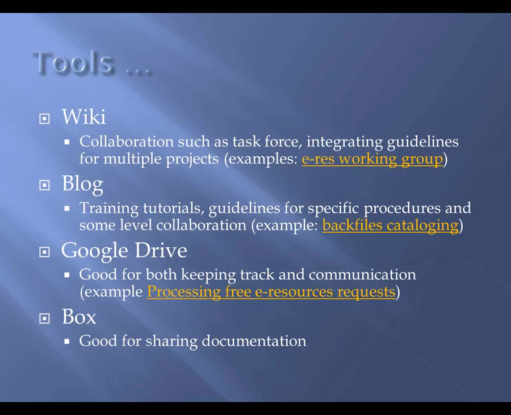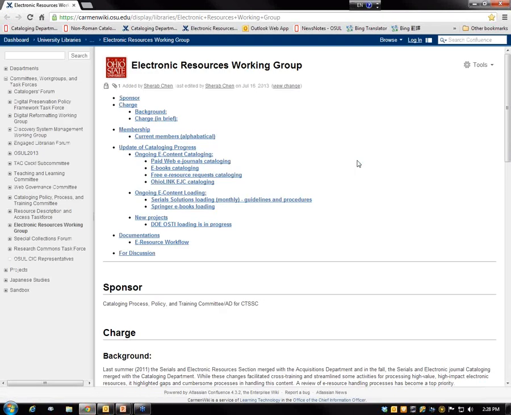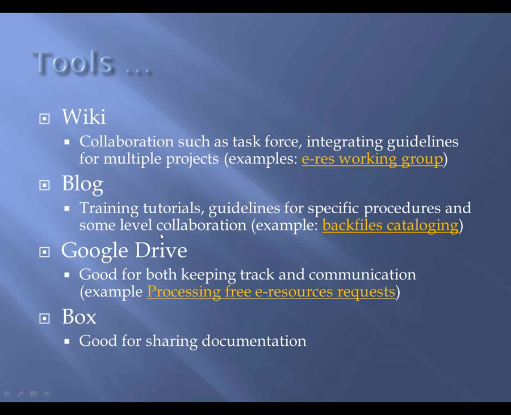So specifically, Wiki is good for collaboration such as your task force activities, and also good for integrating guidelines for multiple projects. An example I'm trying to show here is an e-resource working group website, a wiki page I created and shared with colleagues. And also blog. For training, you can put training tutorials, guidelines for specific procedures, and it can achieve some level of collaboration. Because wiki is always a group of authors, but a blog is normally a single author, but you can invite people to share.